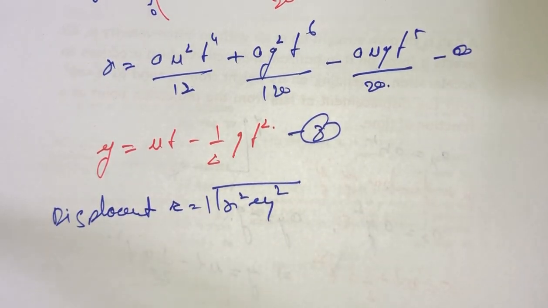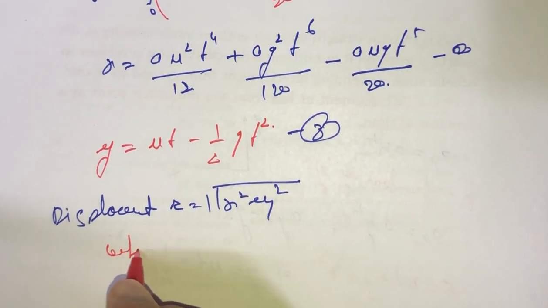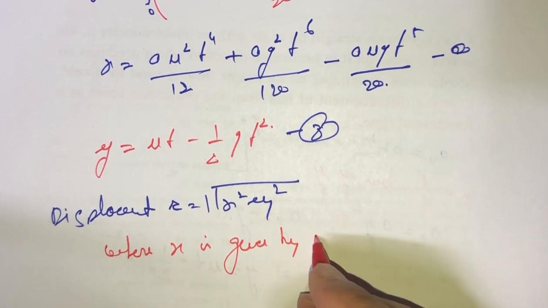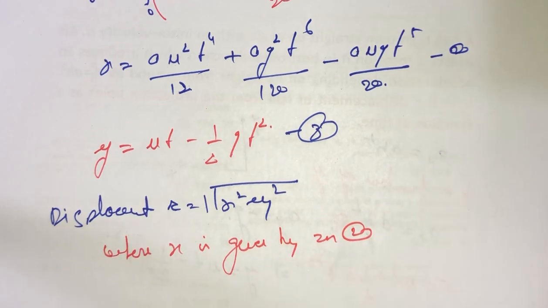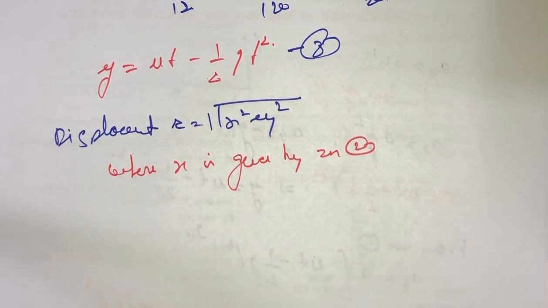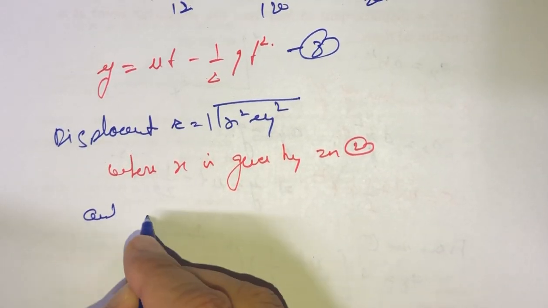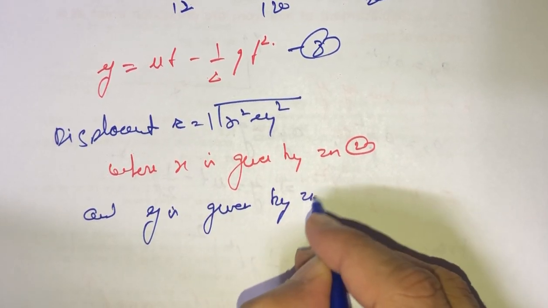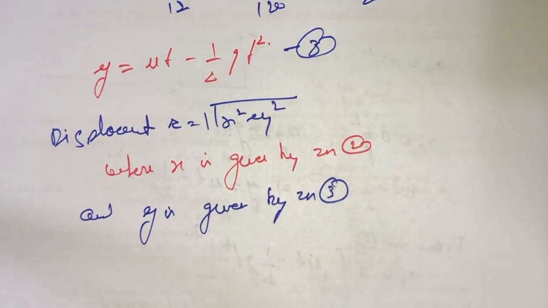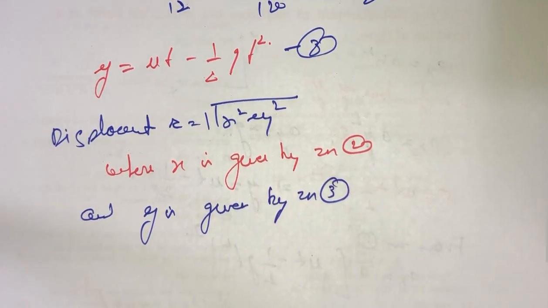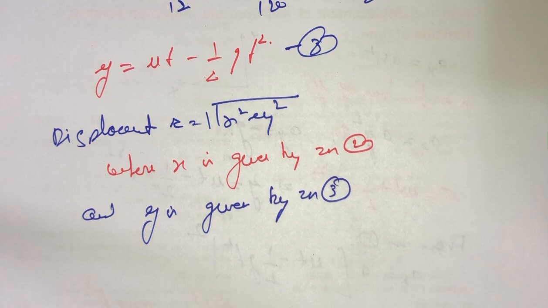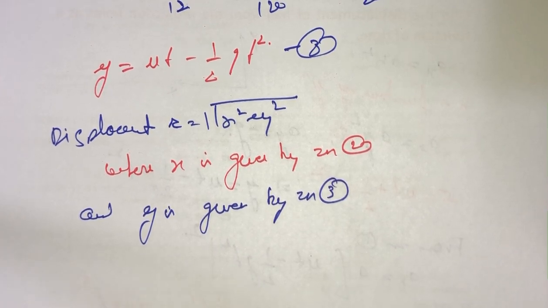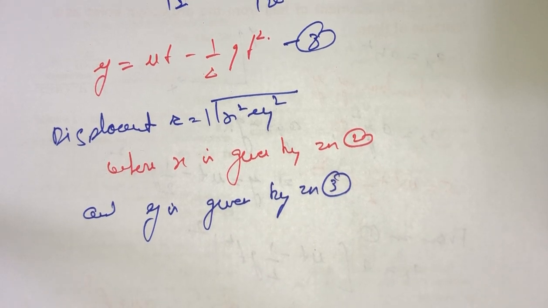You can see that x is given by equation 2 and y is given by equation 3. So in this way we can find the displacement coordinates x and y with respect to time, that is, as a function of time.